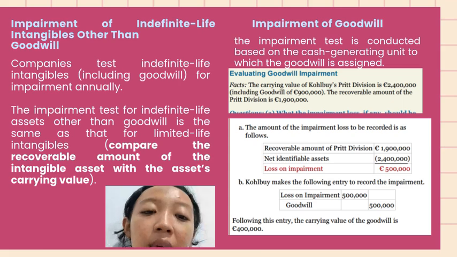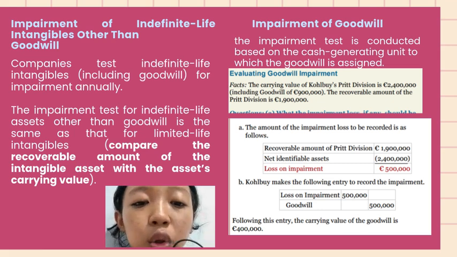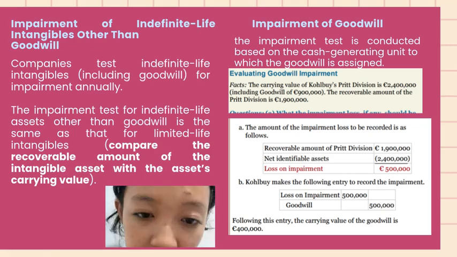Next is impairment of goodwill. This impairment is conducted based on the cash generating unit to which the goodwill is assigned.